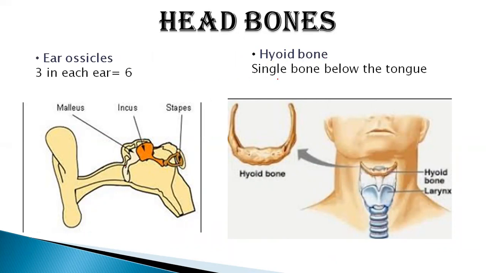The hyoid bone is an unpaired single bone below the tongue, and it is the only bone in the body which does not have any articulation, not any joint, because it does not move. The tongue is attached with this one, and it helps in the movement of the larynx as well as the tongue. It is a U-shaped bone. So this is one. So 6 and 1, 7 bones are there.